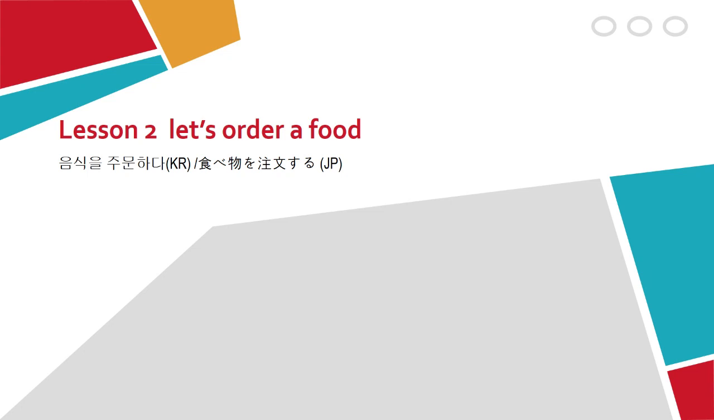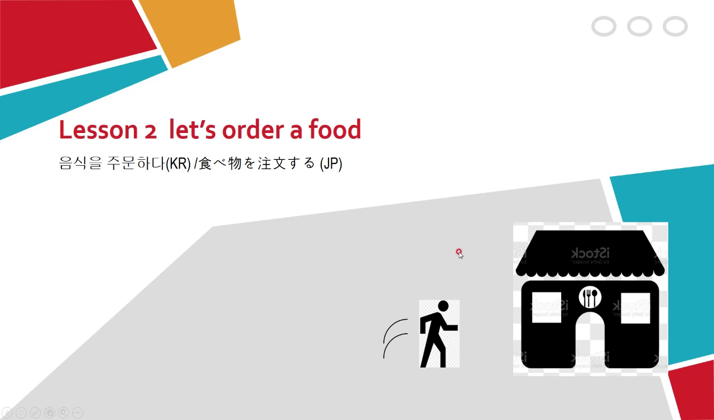This week we're going to learn about let's order a food. 음식을 주문하다 in Korean, 食べ物を注文する in Japanese. In this lesson, we're going to learn about how to order a food in a restaurant in Korean and Japanese. So, let's go to the restaurant.